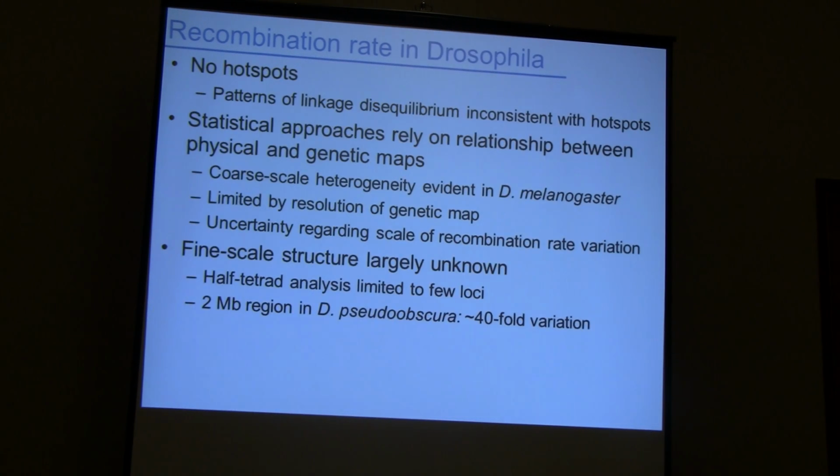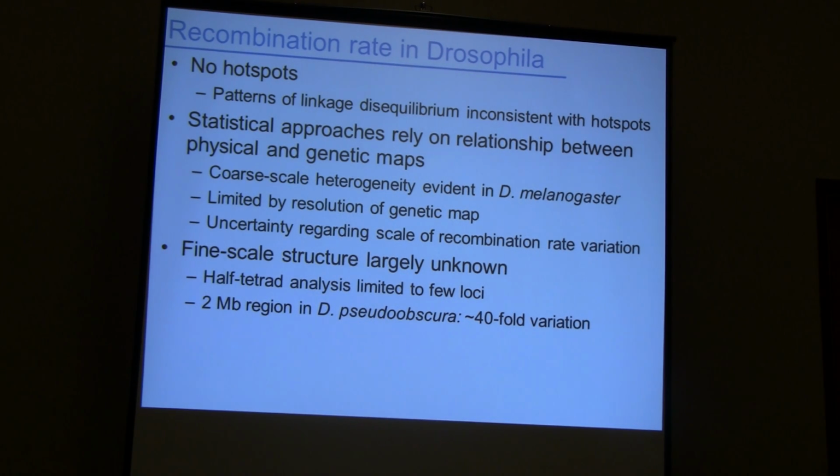With respect to recombination rate in Drosophila, we've known for quite some time that there are no hotspots, at least in the way that I've just defined them. And that's because patterns of linkage disequilibrium in Drosophila are inconsistent with a hotspot model. With hotspots, you expect to see very long haplotype blocks that are punctuated by hotspots, and in Drosophila, linkage disequilibrium decays incredibly rapidly, on the order of a few hundred base pairs.